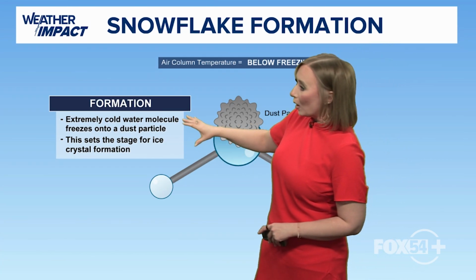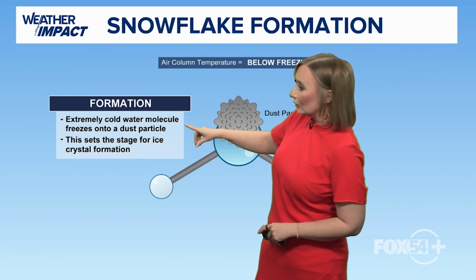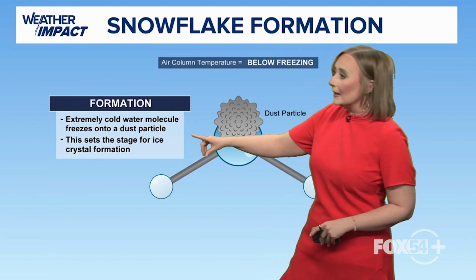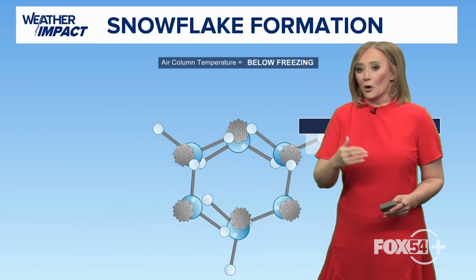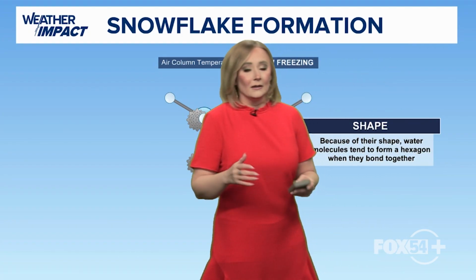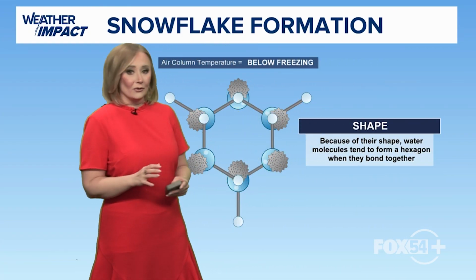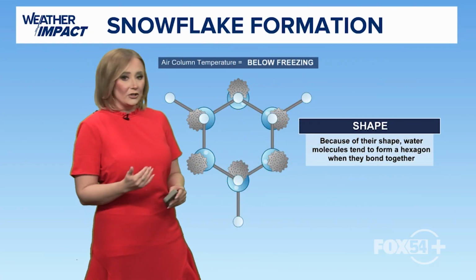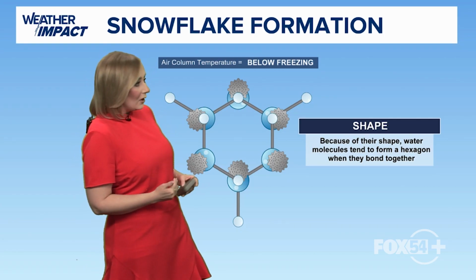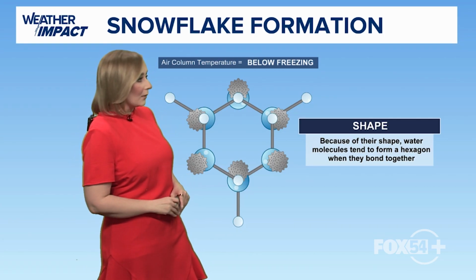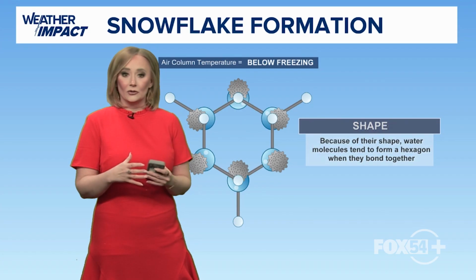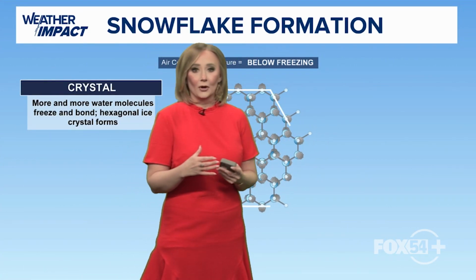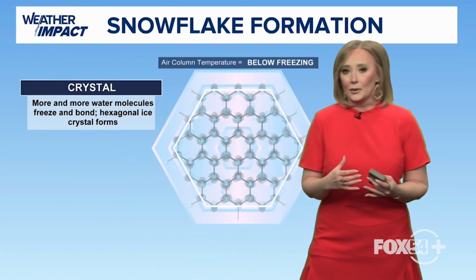Extremely cold water molecule will freeze onto a dust particle, and that's going to set the stage for ice crystal formation. Now, like I said, the air temperature is still going to be below freezing, so because of their shape, water molecules will tend to form a hexagon when they start to bond together. So that's when we're going to start to see it take a little bit more shape.